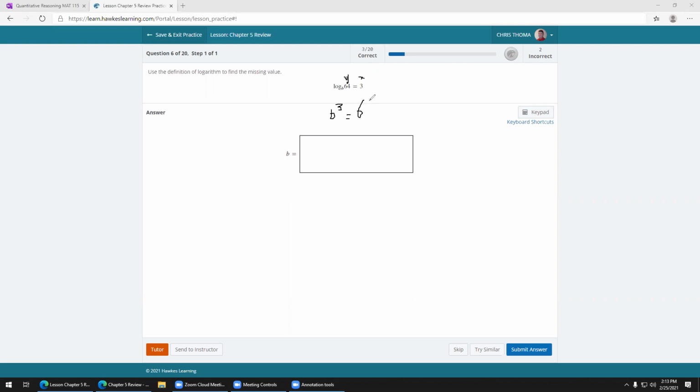Now it's a little bit of a guess and check, right? You have to know your cubes. What cube is 64? Well, 4 times 4 is 16, and then 16 times 4 is 64. So therefore, b must be 4.